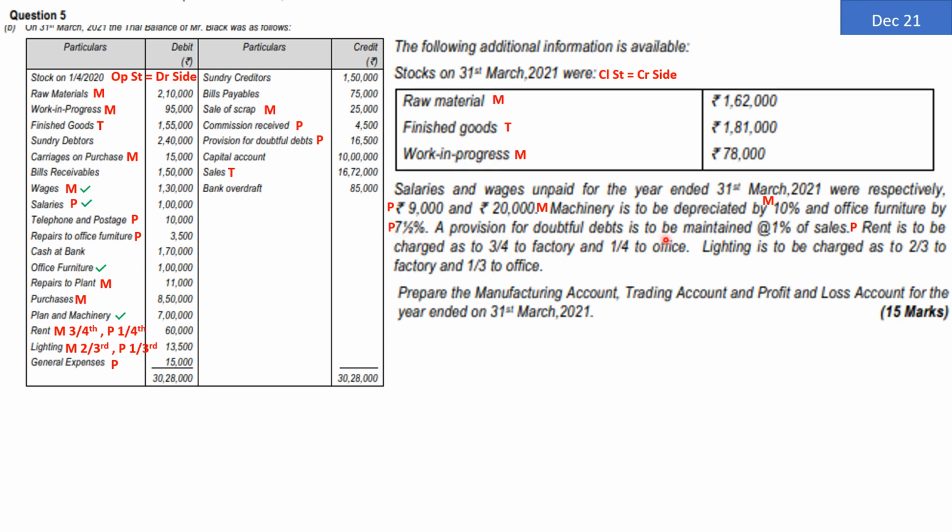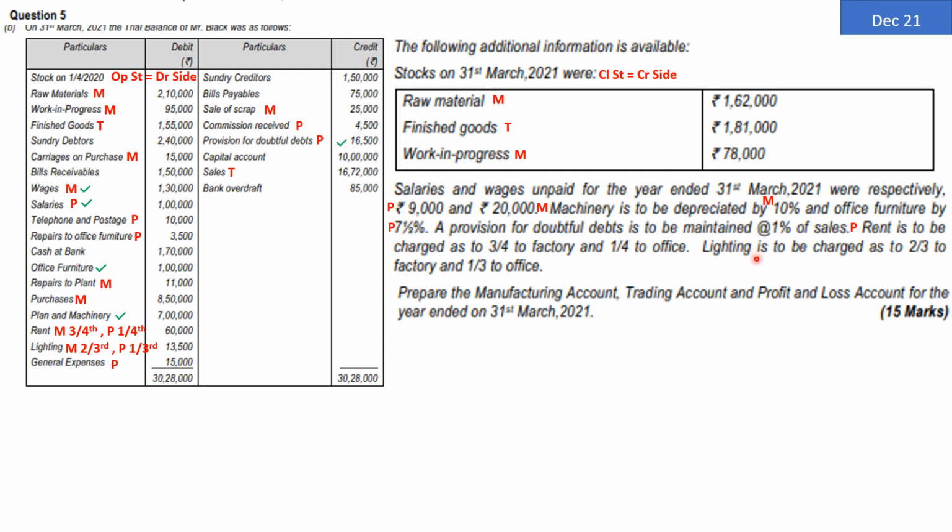A provision for doubtful debts is to be maintained at 1% of sales. Now be careful, it is 1% of sales. They have not told us to calculate the RDD as a percentage of debtors, but they have asked us to calculate RDD as a percentage of sales. So you will have to calculate 1% not on the amount of 2,40,000 but on the amount of 16,72,000. That is the amount of current year RDD. From this current year RDD of 16,72,000 into 1%, we will be deducting the amount of old RDD 16,500 in the P&L account debit side.